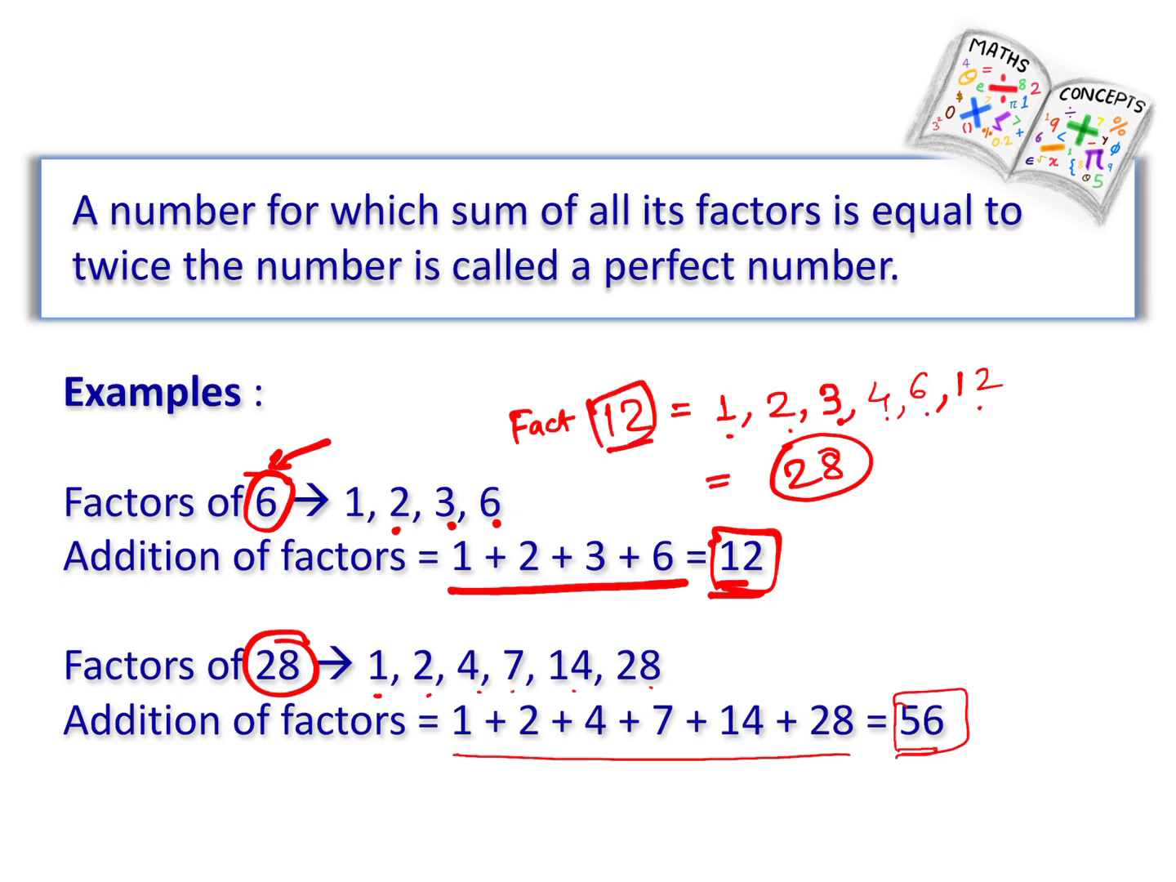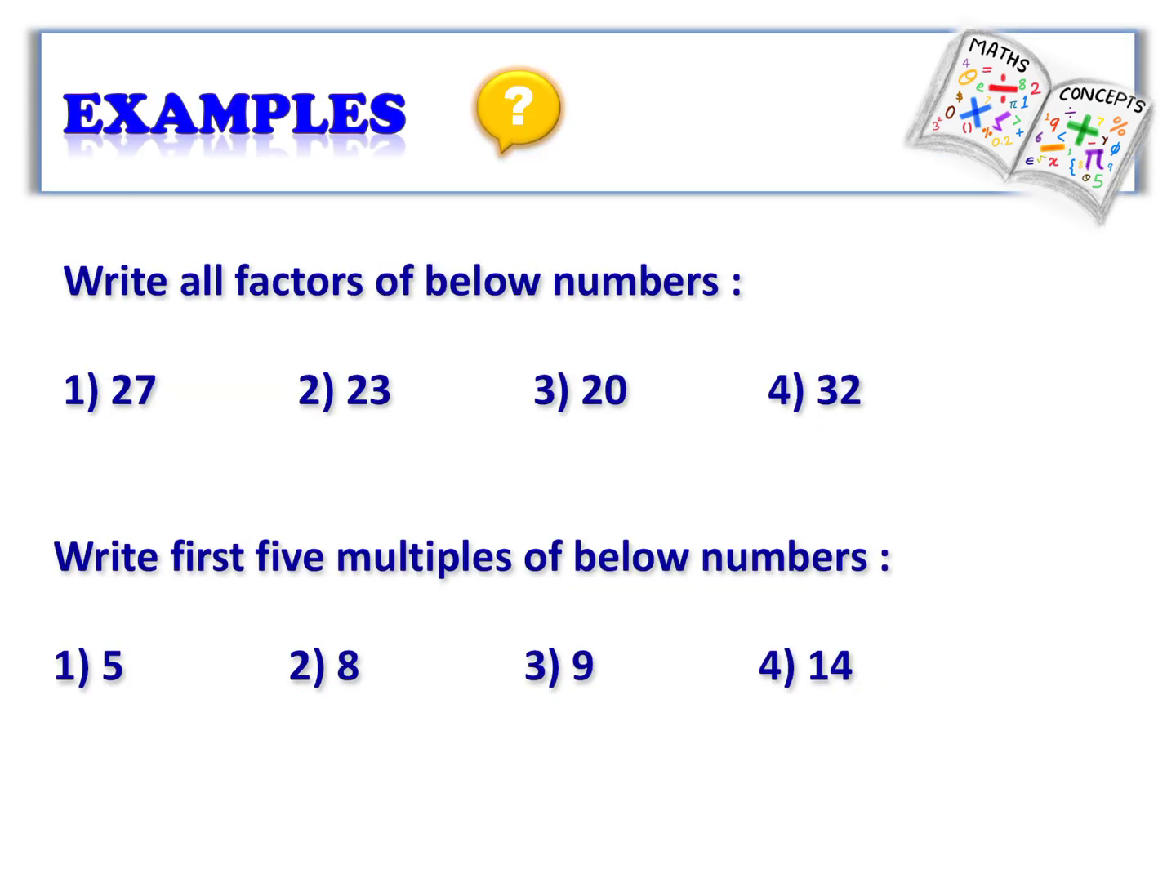So these were all facts about factors and multiples. Here are a few examples for you to solve. First one is to write all factors of these numbers, and second one is to write the first 5 multiples of given numbers. First one, you have to check what all tables the number occurs in, and second one, you have to multiply the number by 1, 2, 3, 4 and 5, and so on. You can pause the video, write down all the questions, write down answers and check answers at the end of the video.